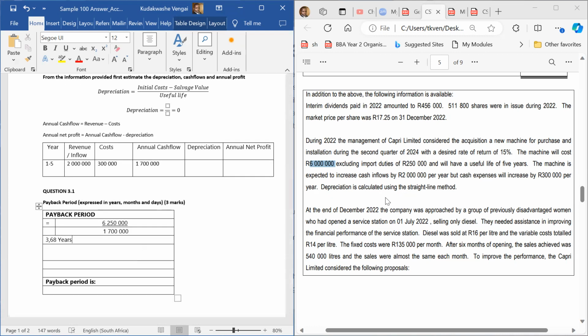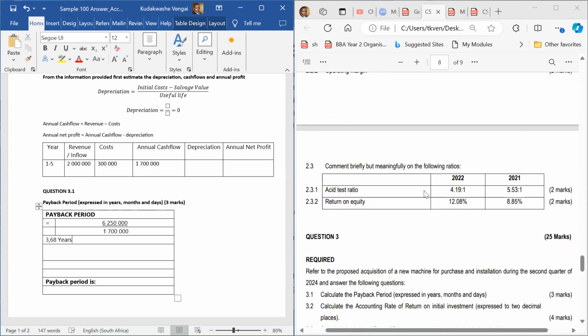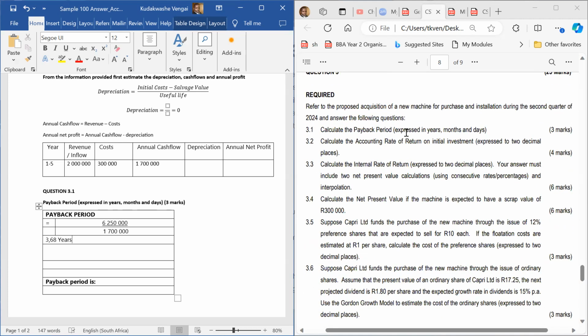But you can notice that the lecturer asked that when you are presenting your answer, please present your answer in years, months, and days. So for you to present your answer in years, months, and days, you need to go further than just saying 3.68 years. So this means that my final answer is going to be 3 years.